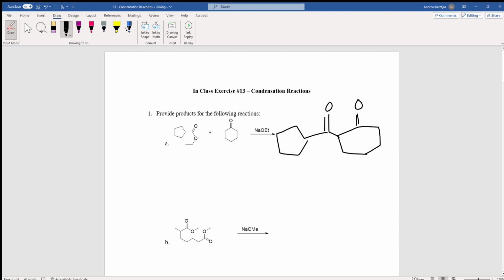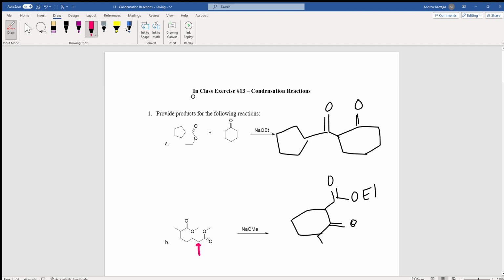Part B, we also have a Claisen type reaction. This one is going to be intramolecular and will yield us a six-membered ring. Now we did have a choice of two carbonyls here. And when I gave the solution, we went with this carbon as our enolate and therefore our nucleophile.